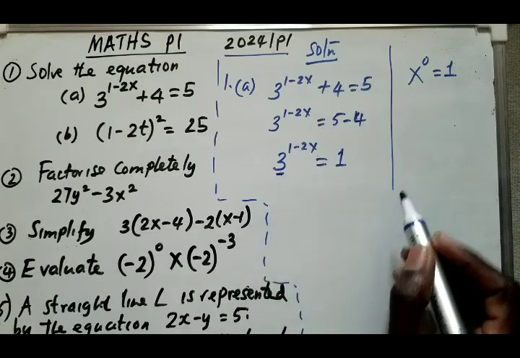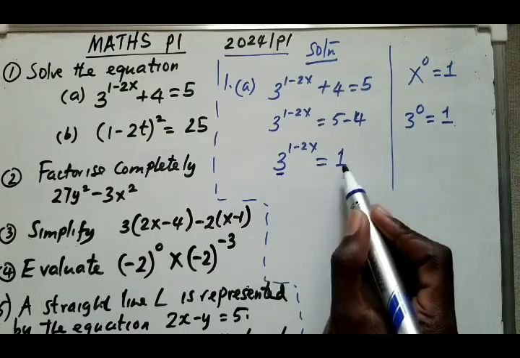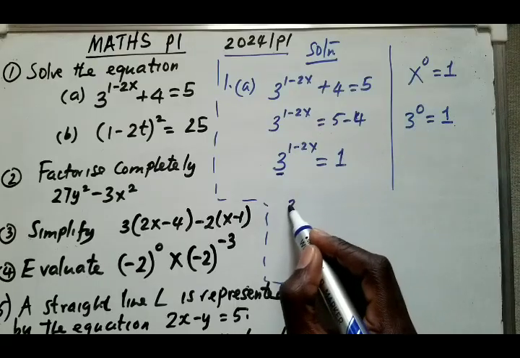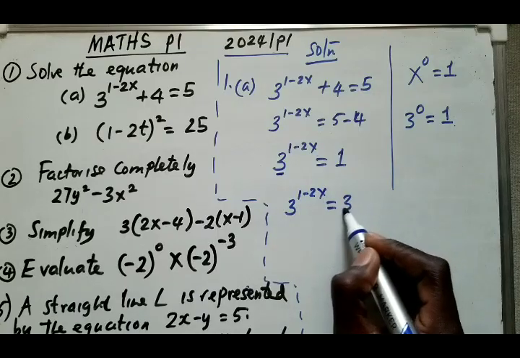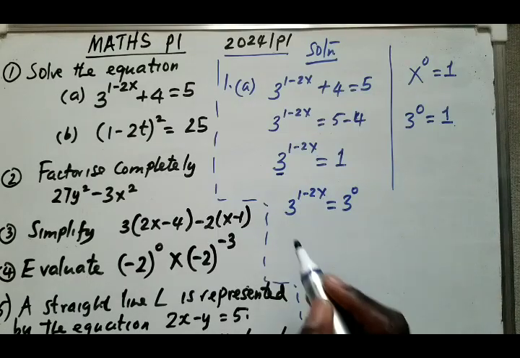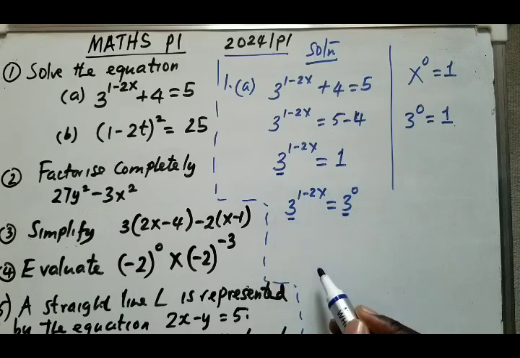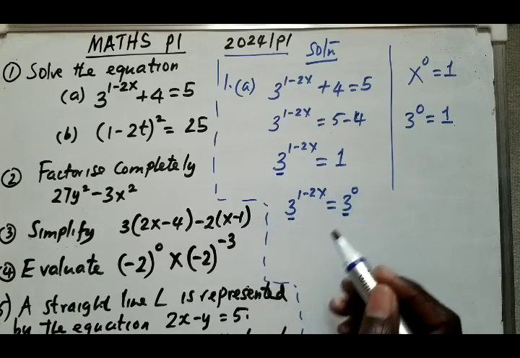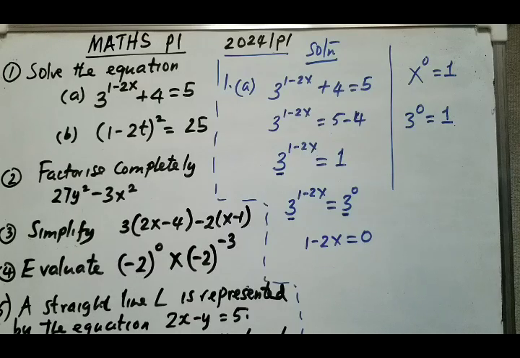Because the base this side is 3, I can also say 3 raised to the power 0 is equal to 1. Meaning here where there's a 1, I can replace it with 3 raised to the power 0. So it will be 3 raised to 1 minus 2x is equal to 3 raised to the power 0. You can see that the bases are the same, so you just compare the powers, or the index or exponent. So it will be 1 minus 2x is equal to 0, and therefore we can find what x is.